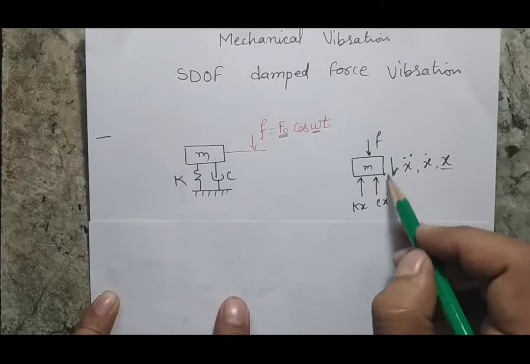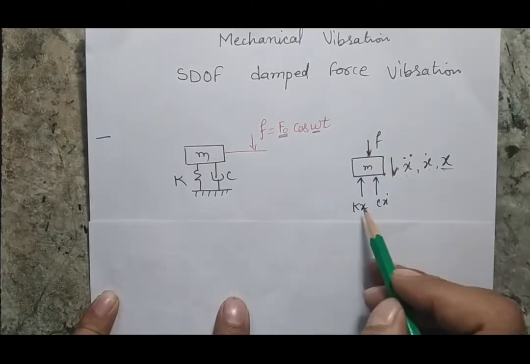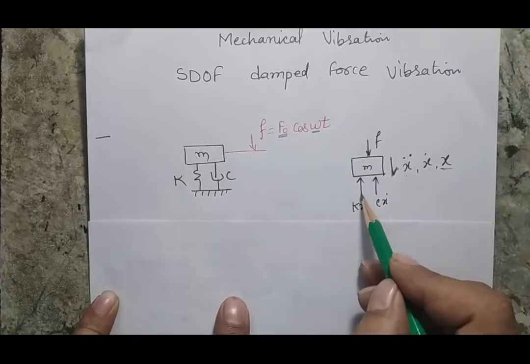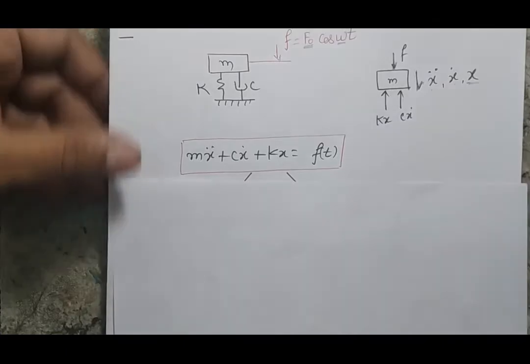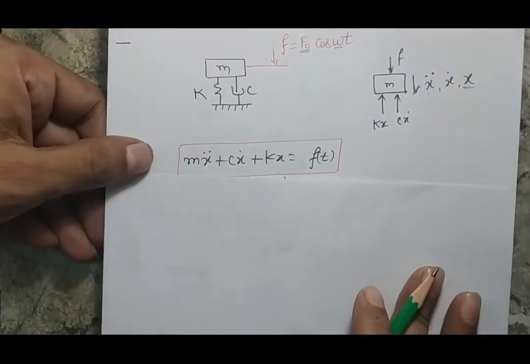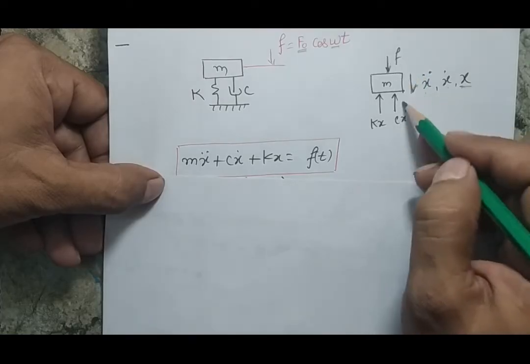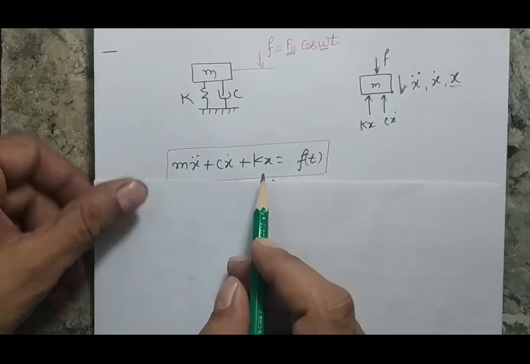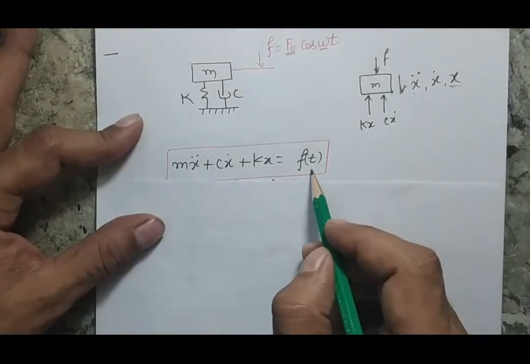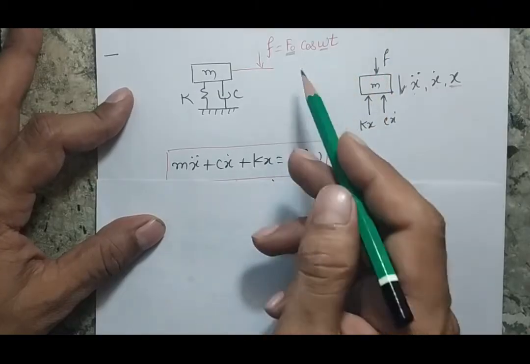So this is my free body diagram where the force is acting in the downward direction, but the damping force as well as the spring force is acting in the upward direction. When I apply the D'Alembert principle, I know that in case of D'Alembert principle, the forces acting in the direction of the acceleration will be positive and other forces will be negative. So after doing the force balance, I will get this expression. This is the governing equation for a damped system under the excitation of harmonic force.